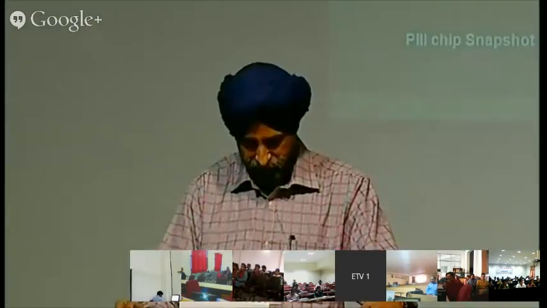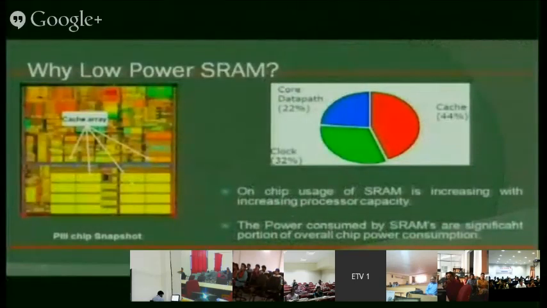So now this is an example. The on-chip use of SRAM is increasing with increasing processor capacity. Earlier we had 16-bit, 32-bit, now people are talking about 48-bit, 64-bit, with more functions and more processor capability, so you need a bigger scratch pad, a bigger memory. So the memory on the chip also increases.